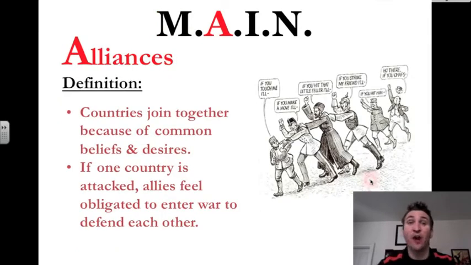Give me an A for alliances. Alliances can be defined as when countries join together because of common beliefs and desires. And if one country is attacked, allies feel obligated to enter war to defend each other. And this political cartoon shows that. And I'm going to give you a more blown up version of it.